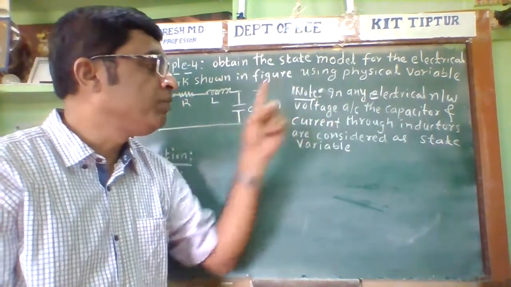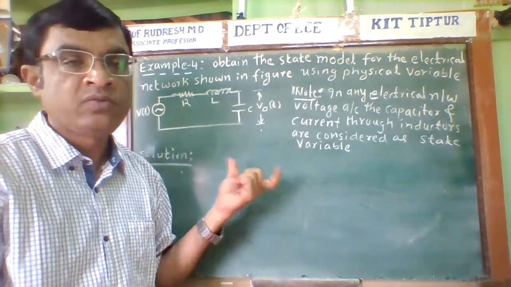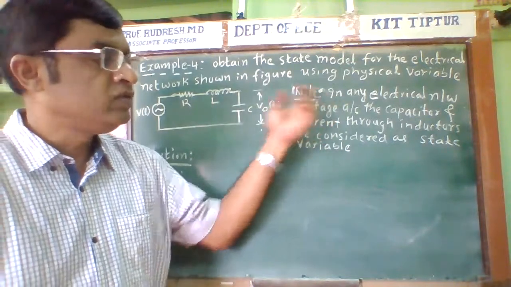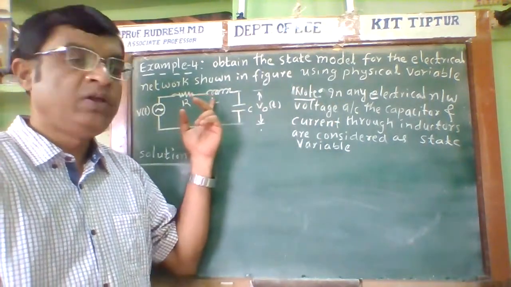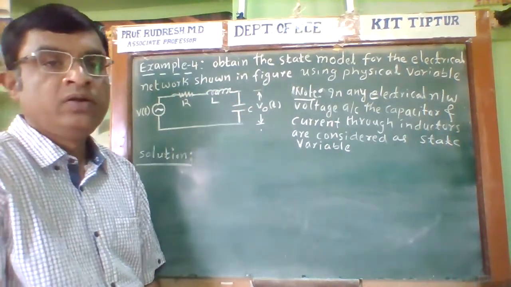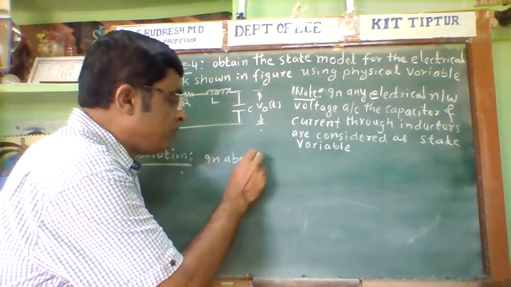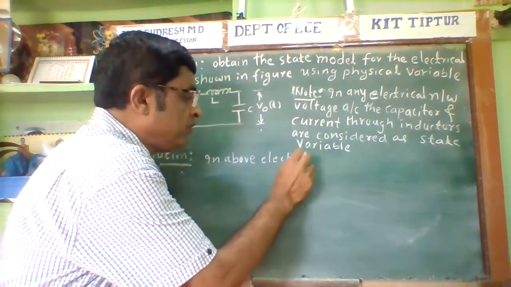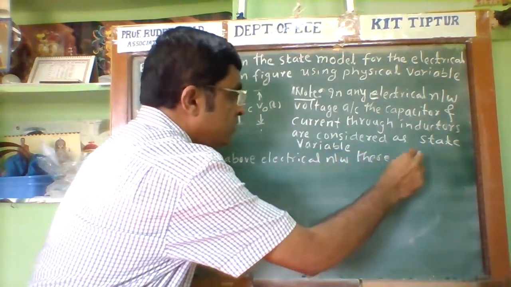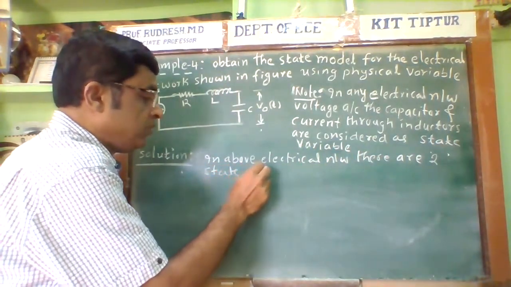If a capacitor is present, then we consider the voltage across the capacitor as one state variable, and the current through the inductor as another state variable. This is very important. Here there is one inductor and one capacitor. Therefore, in the above electrical network, there are two state variables.